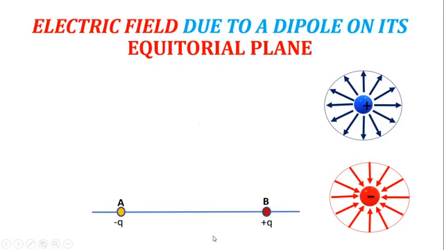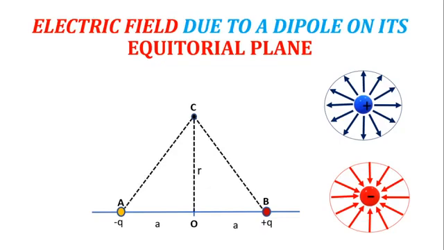O is the midpoint of the dipole, and 2a is the distance between the charges of the dipole. Let us consider a point C, and it is at a distance r from O. We know that the charges plus q and minus q produce a field at this point. So we shall see what is the field produced, right?